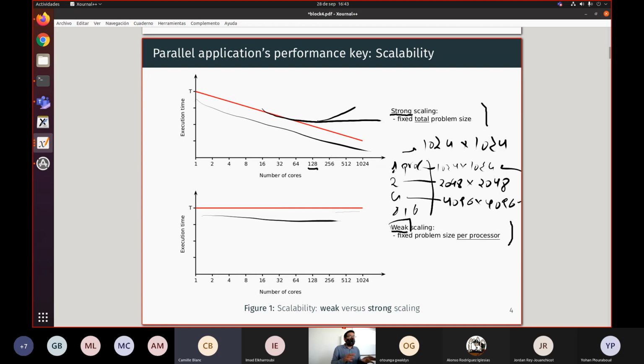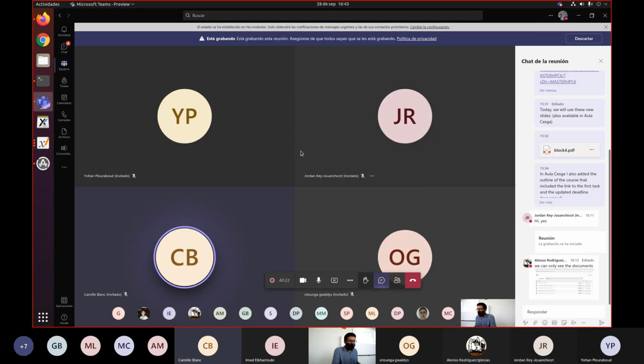So there are different points of view regarding scalability. In the first case, we want to decrease the execution time by increasing the number of resources. And in the second scenario, we want to be able to work with larger data. So we are increasing the resources, but with the objective of increasing the amount of data we are processing. So both perspectives are interesting and are different. Did you understand? Okay.